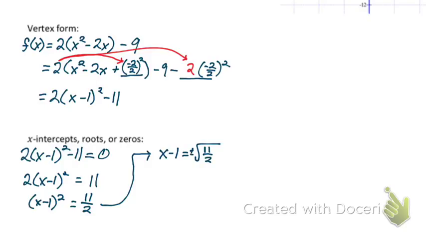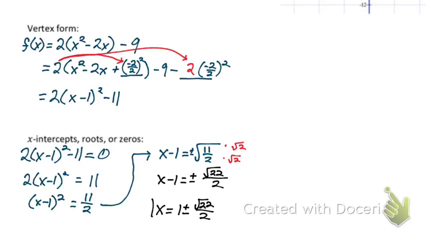I do need to have not a square root in the denominator, so that means I'm going to multiply the bottom and top by square root of 2. That is just to simplify it. And so we actually have x minus 1 equals plus or minus square root of 2 times square root of 11 is square root of 22 over 2. Now we just add 1 to both sides, and our zeros are x equals 1 plus or minus the square root of 22 over 2.